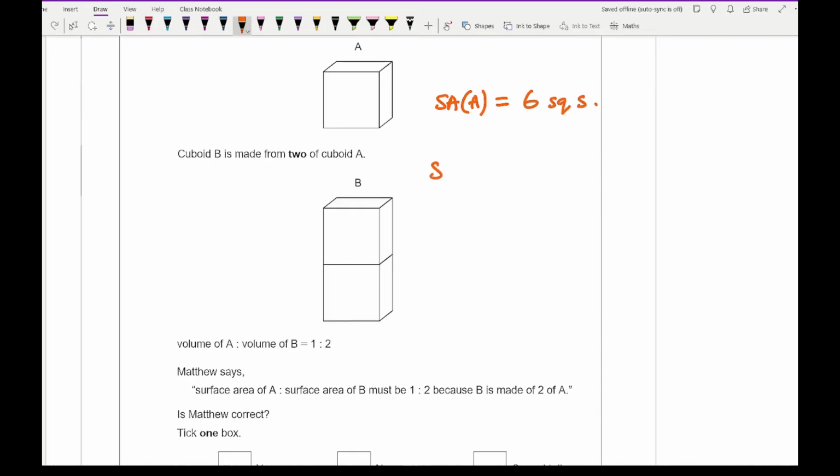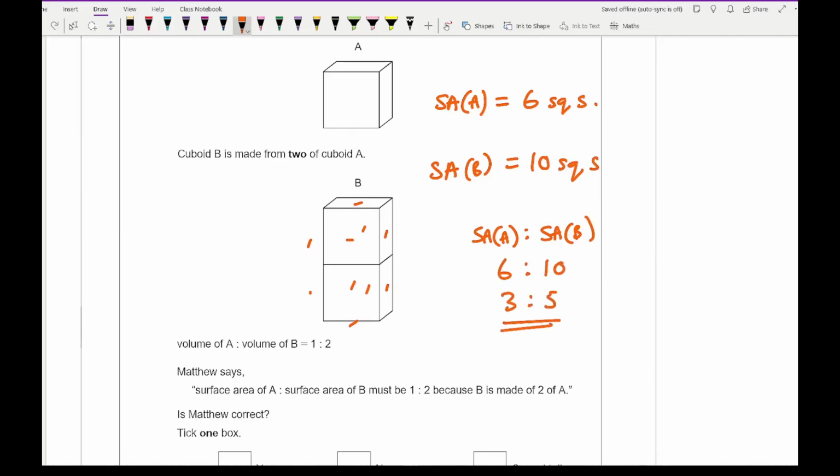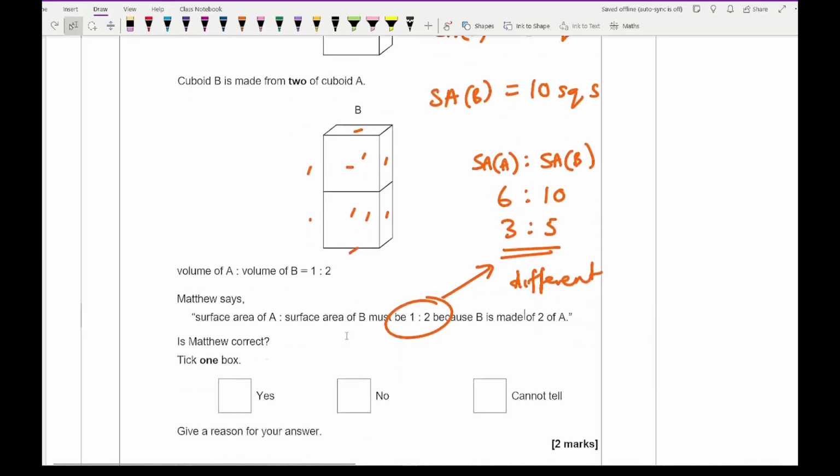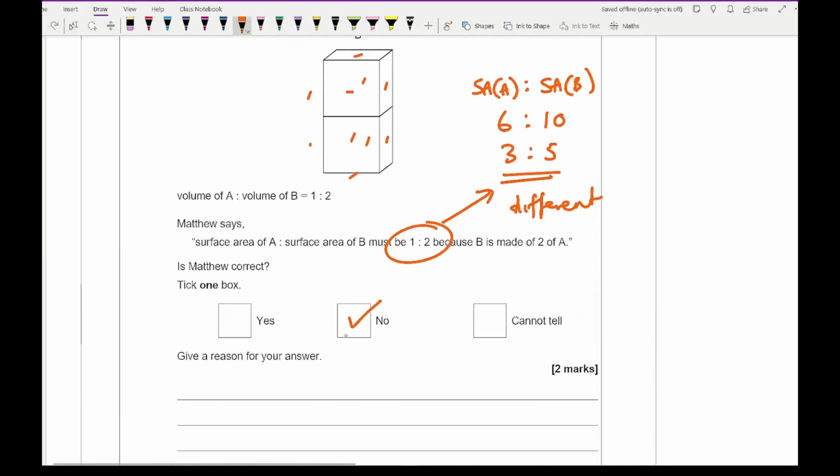And then if we work out the surface area of B, counting the squares, we've got 1, 2, 3, 4, 5, 6, 7, 8. And then we've got 1, 2, so that's 10. So then looking at the ratio, the surface area of A to the surface area of B is in the ratio of 6 to 10, which is in the ratio of 3 to 5, which is not 1 to 2. So they're different. So that is my working out in my explanation. So the answer then is going to be no.